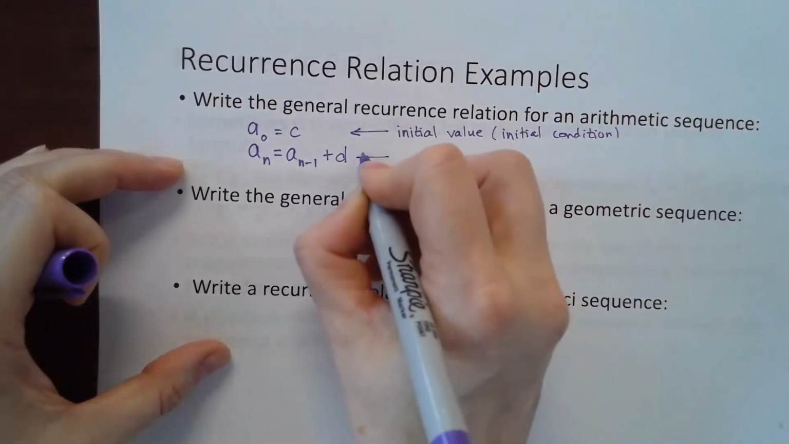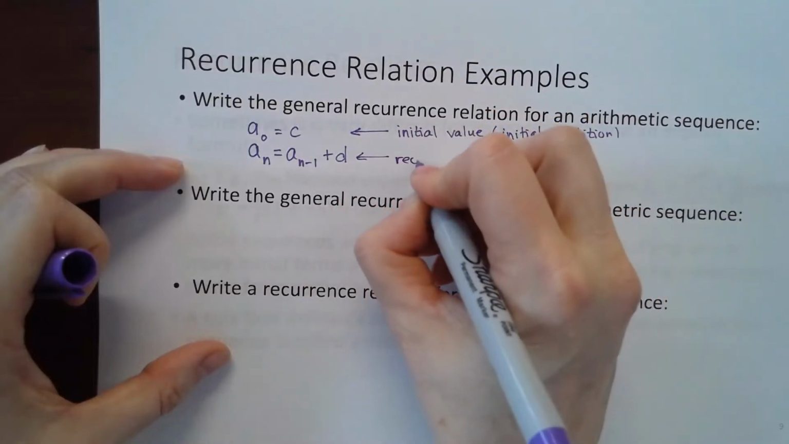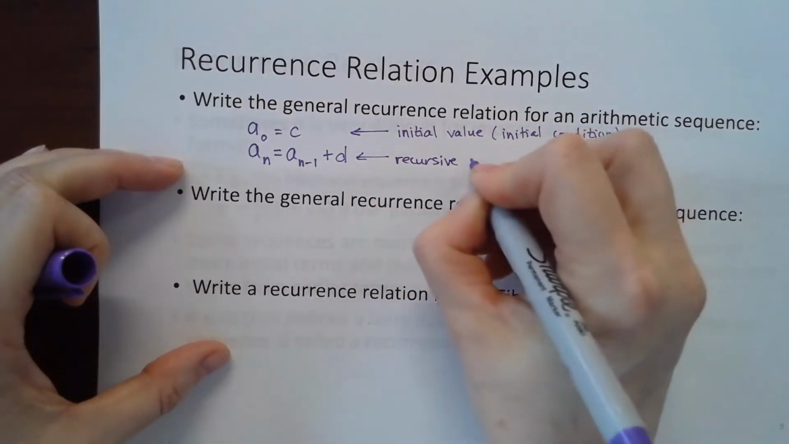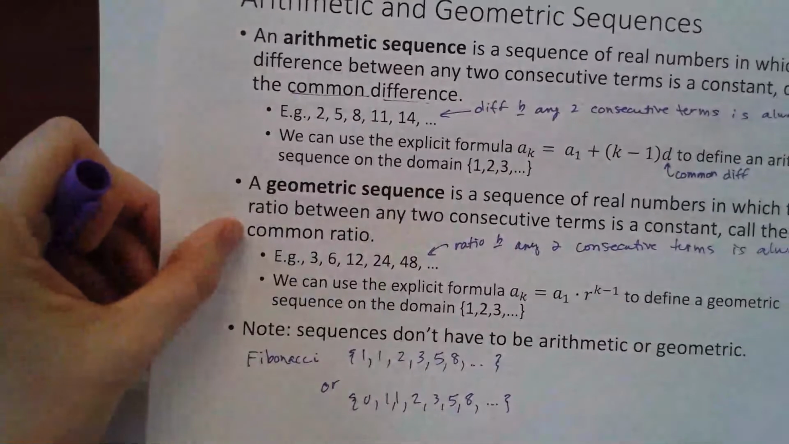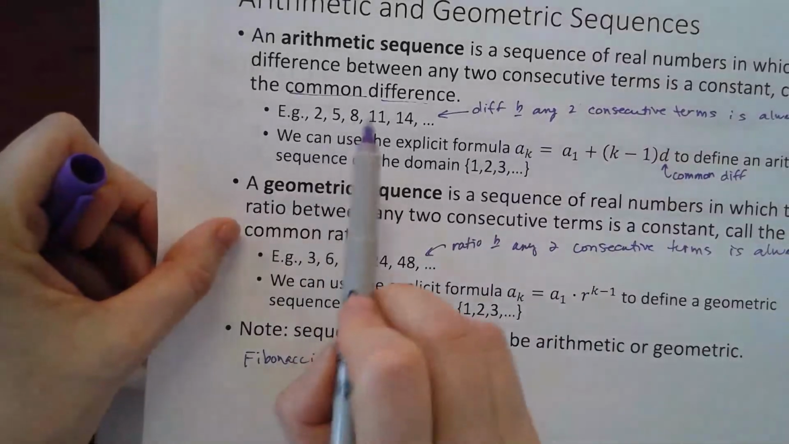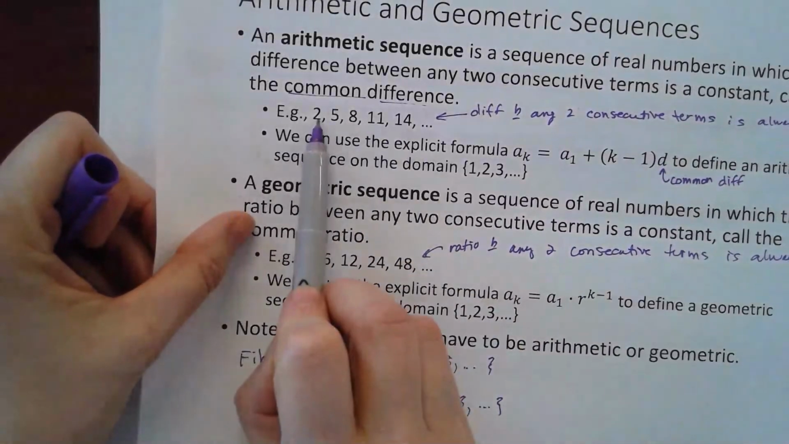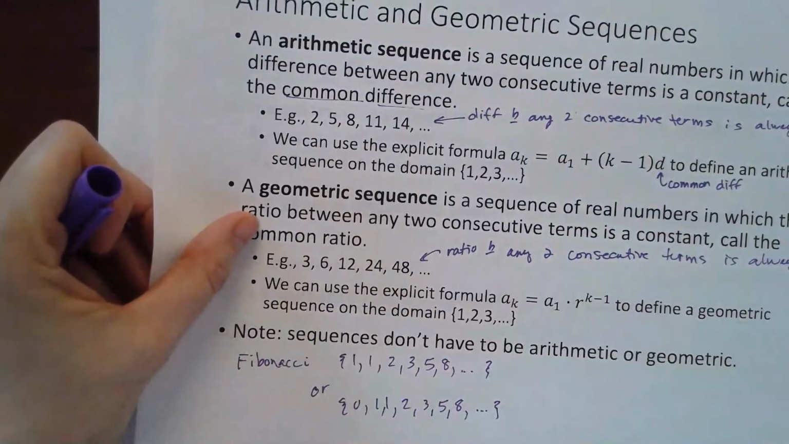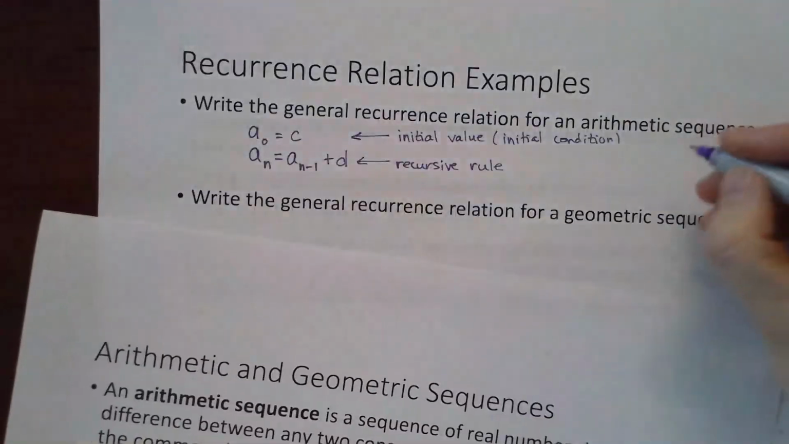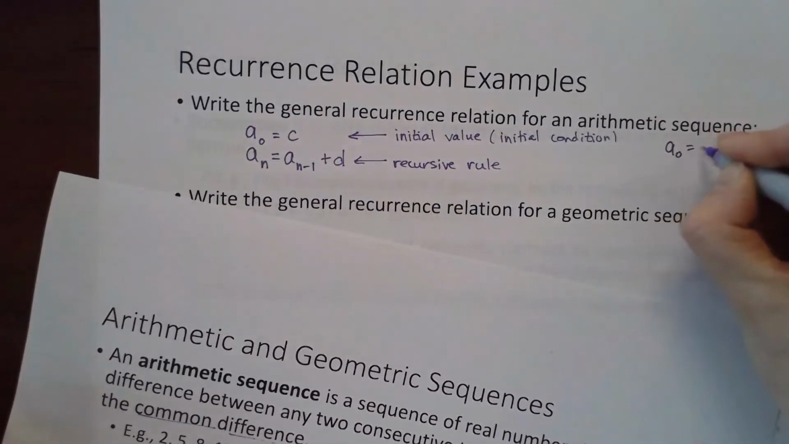Okay, and then this is my recursive rule. So for instance, if we go back to this one right here, if I wanted to find this sequence, well, I'd say, okay, everything starts at 2. That's kind of my anchor point. So I would say, all right, the first one, a sub 0, is 2.